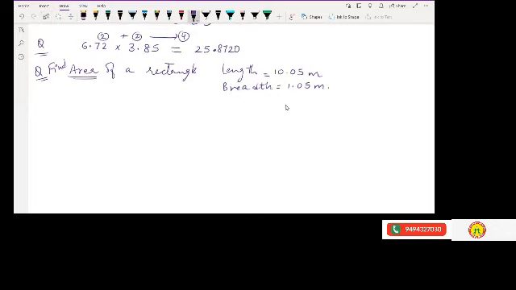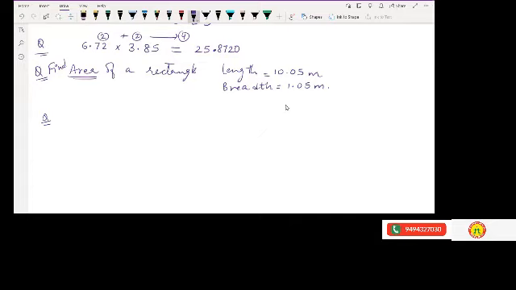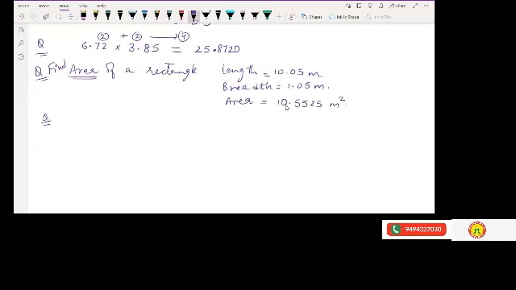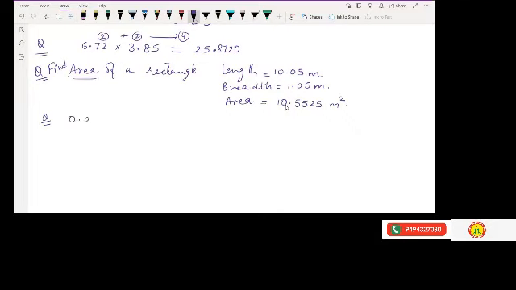Ma'am, is it 10.5525? Okay, let me check. The area is 10.5525 meters square. Yes, ma'am, same. Okay, all are getting the same? Great. Ma'am, I got 10.5525. Yes, it's correct. The answer is correct. Okay, so now take another one: 0.2 into 316.8. Start doing it.